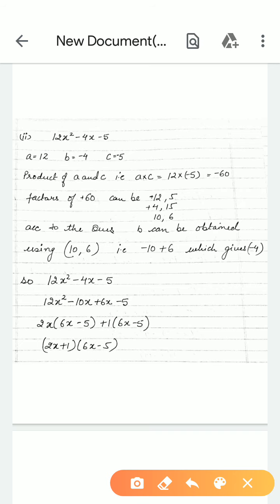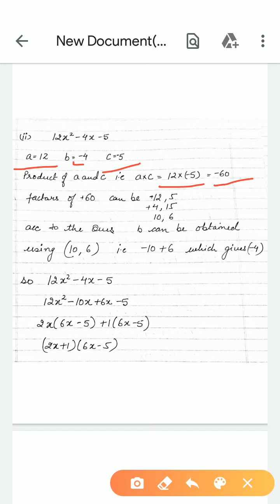Next we have 12x square minus 4x minus 5. Again comparing it with ax square plus bx plus c, we see a is equal to 12, b is equal to minus 4, and c is equal to minus 5. The product of a and c is 12 multiplied by minus 5, that gives you minus 60.